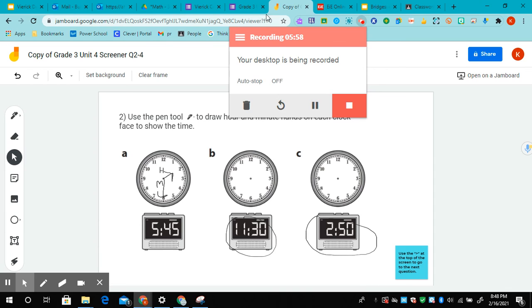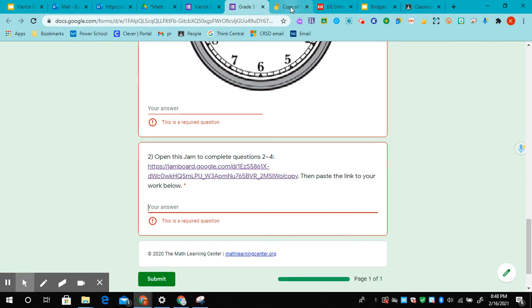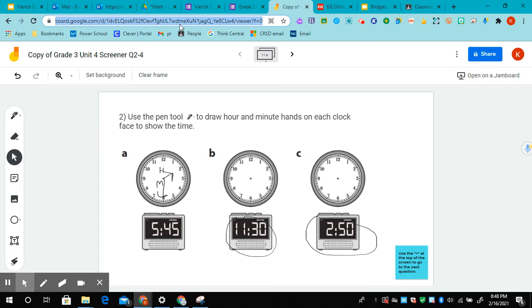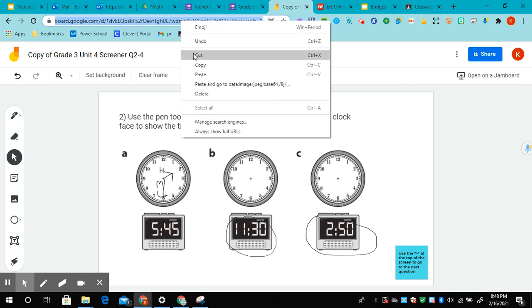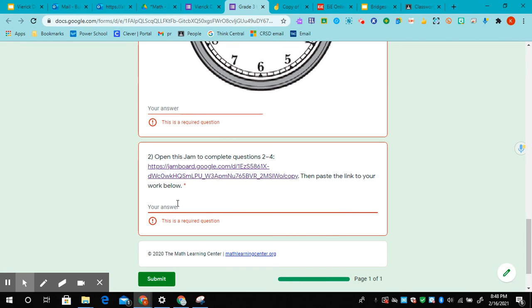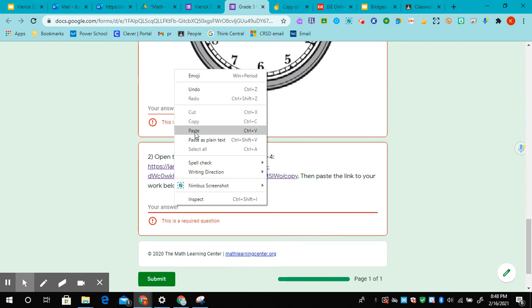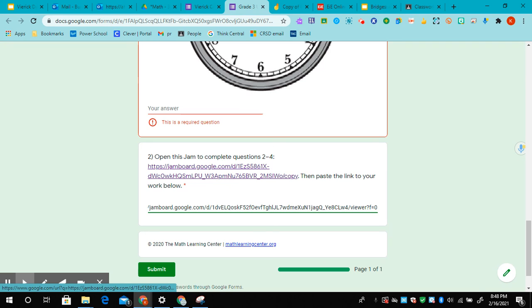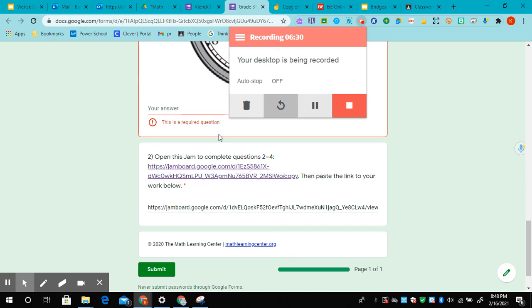So then what you'll do here, I'm sorry, just going back here, you will copy and paste your link into the Google form. So you'll highlight your whole link here. You can right click it to copy it or Control C it, whichever you prefer. And then come to your answer here and you will click on paste. And then that will show us where your answer is, and we can go into your Jamboard to look at your answers. That is all for now.